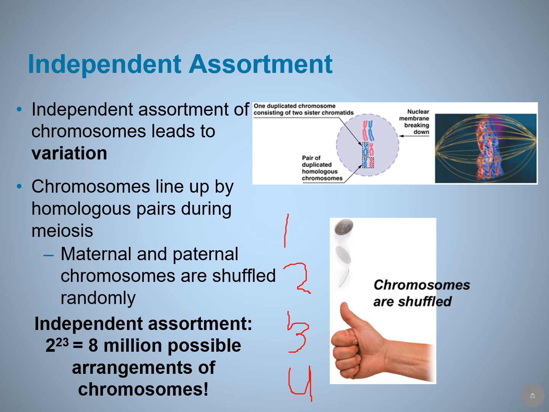Let's say that it would be lined up that way. Well, in independent assortment, that means that it could line up with, say, 2, 4, 1, and 3. Hopefully that kind of comes across on your screen. So what this means is that it's going to lead to variation in the sequence of these chromosomes. So they're going to match up in a variety of ways.